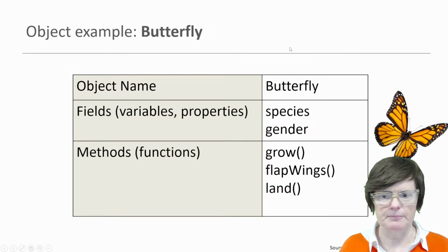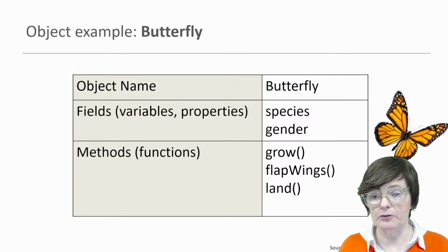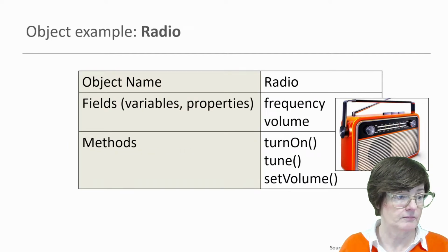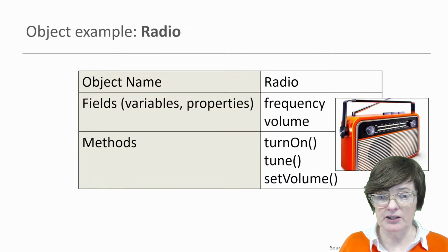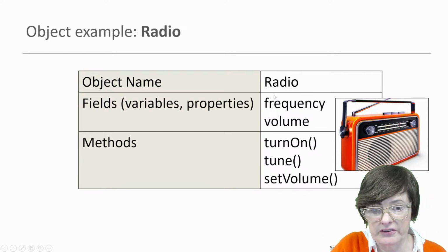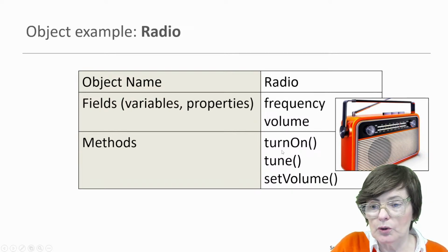Okay, butterfly, species and gender. I need to know maybe the species and gender here to know how they grow, flap wings or land. The radio, for any of you that know the physics of this, you'll know that the frequency is how you tune in radios and the volume is how, well, you know how the volume works. So the sort of things you need to be able to do with this radio.